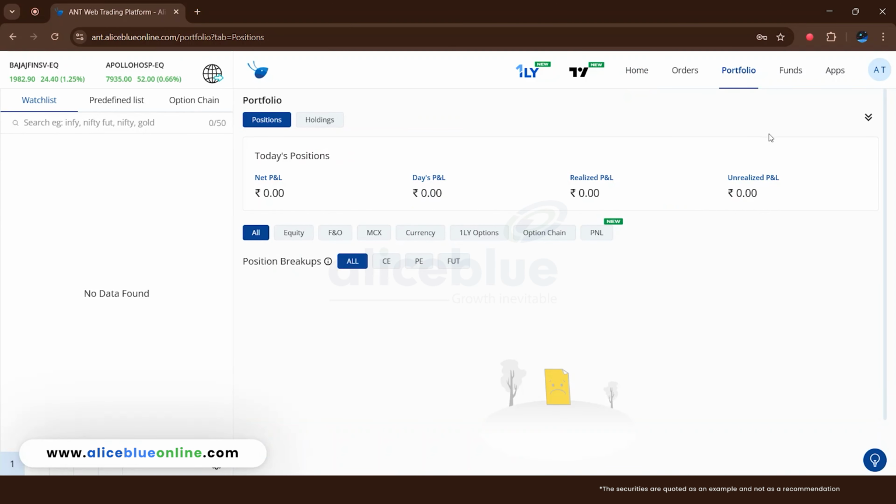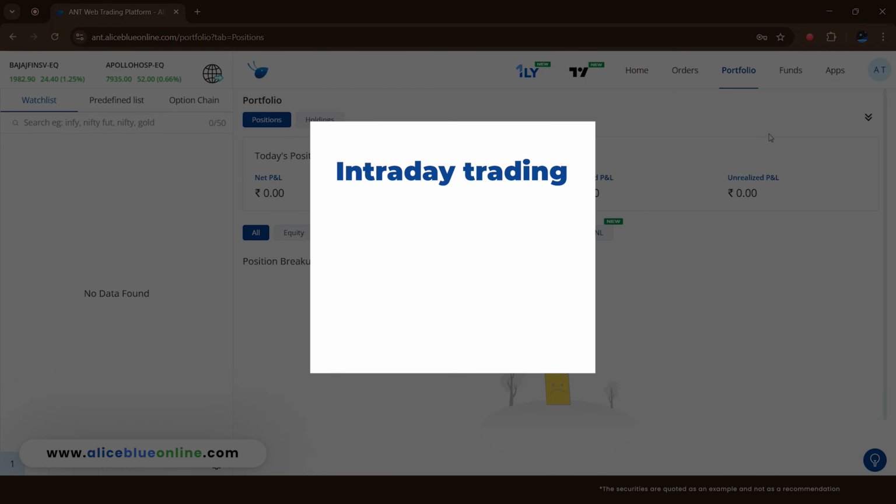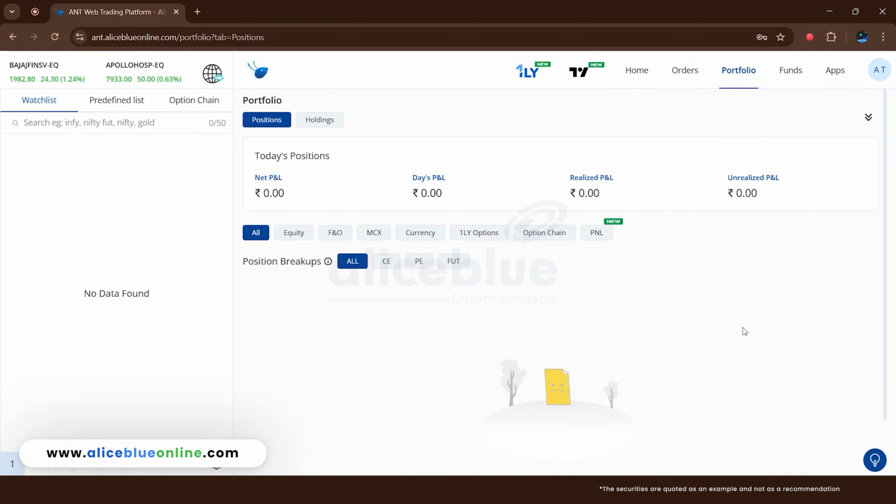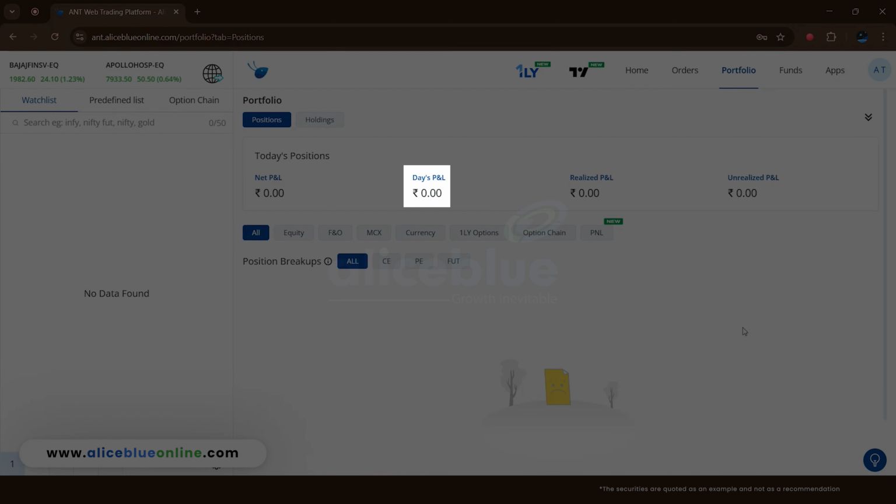The position section is important if you're doing intraday trading, futures, options, commodities, or currency. For example, if you buy Nifty futures in the morning and haven't sold it yet, then it will show up here with the MTM or the mark-to-market P&L. Subsections include net, days, realized and unrealized P&L.